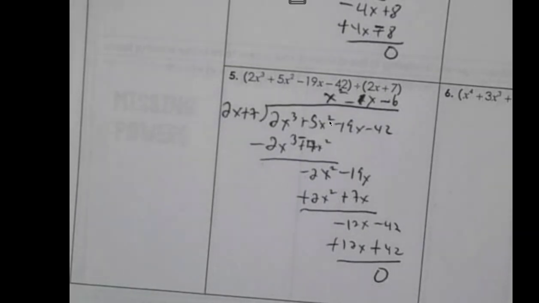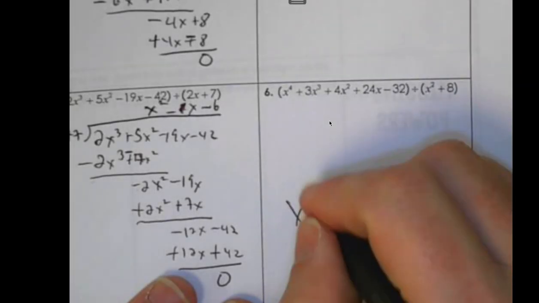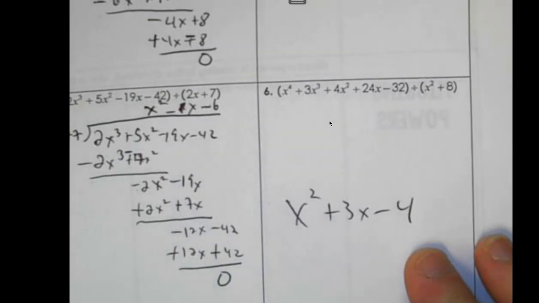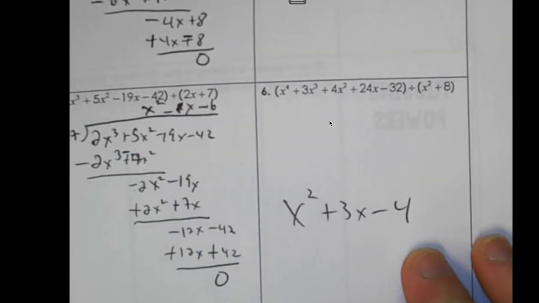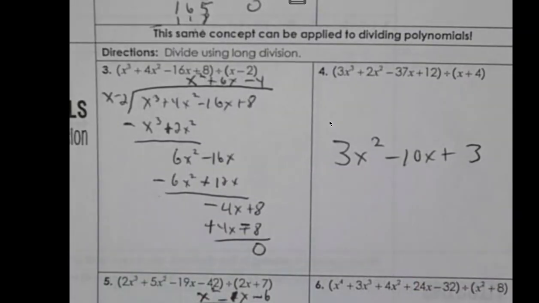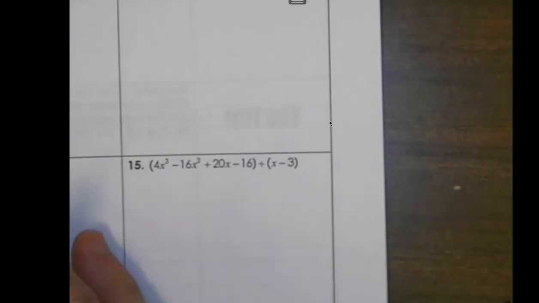All right, the answer to number 6, if that's what you were looking at, was x squared plus 3x minus 4, right? That's how that one works. Sound pretty good? That's because we've had no remainders or anything like that. Let's talk about what happens if you do get a remainder. So we look at number 7.